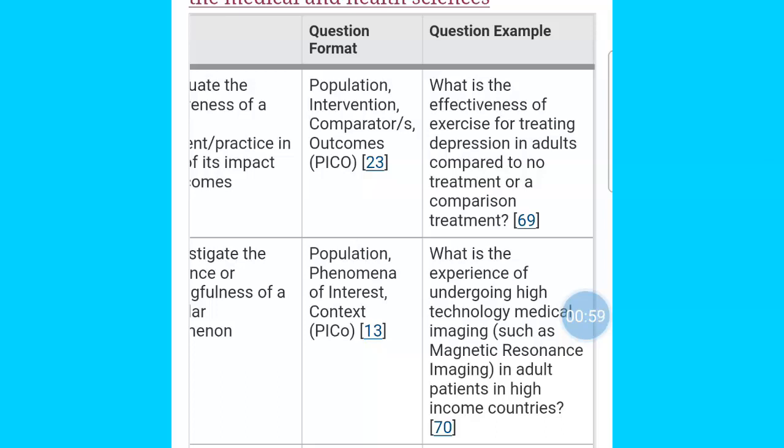One good example of this research type is, for instance, what is the effectiveness of exercise for treating depression in adults compared to no treatment or a comparison treatment? And this can apply not only for depression, but you can replace that with chronic diseases like hypertension, diabetes, obesity, any sort of chronic disease, which bodes well with lifestyle modifications.